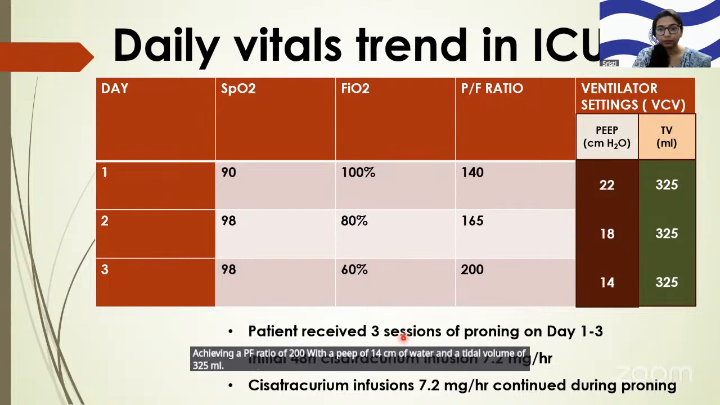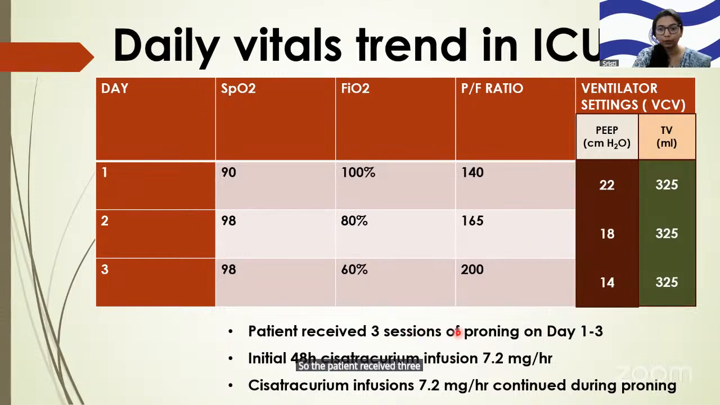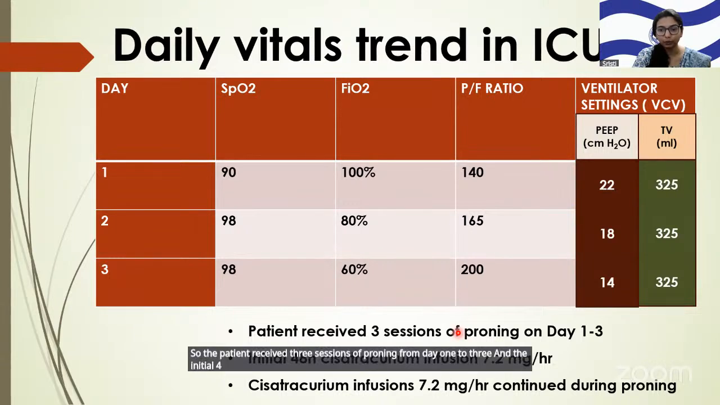So the patient received 3 sessions of proning from day 1 to 3, and the initial 48 hours cisatracurium infusion was continued. The infusion was also continued during the time of proning.